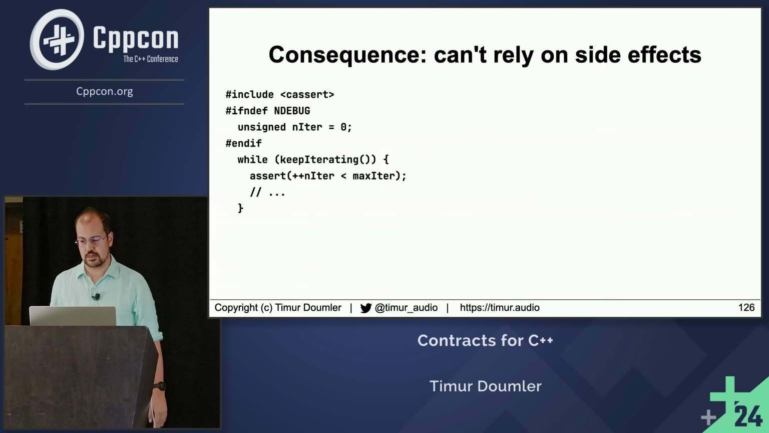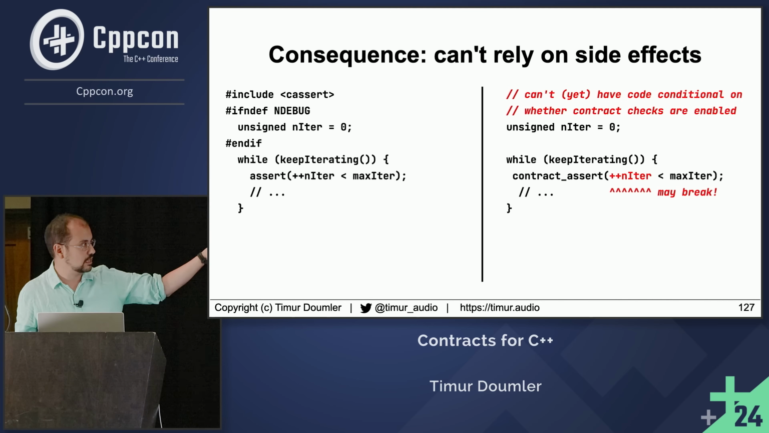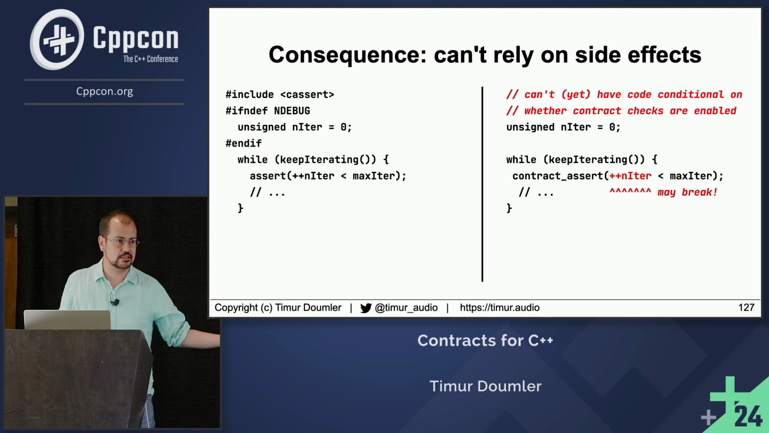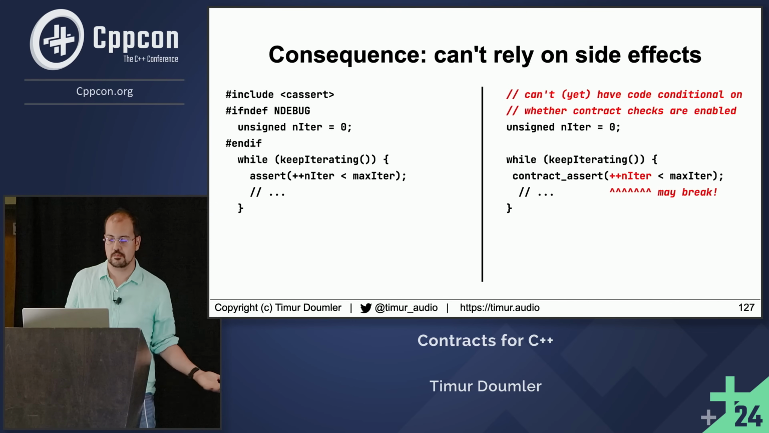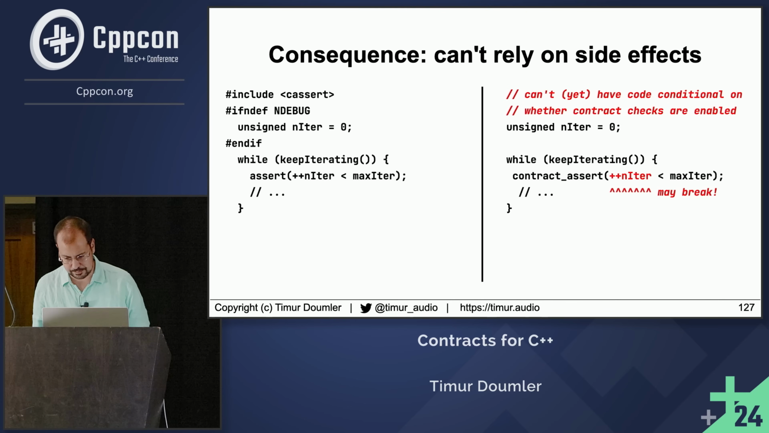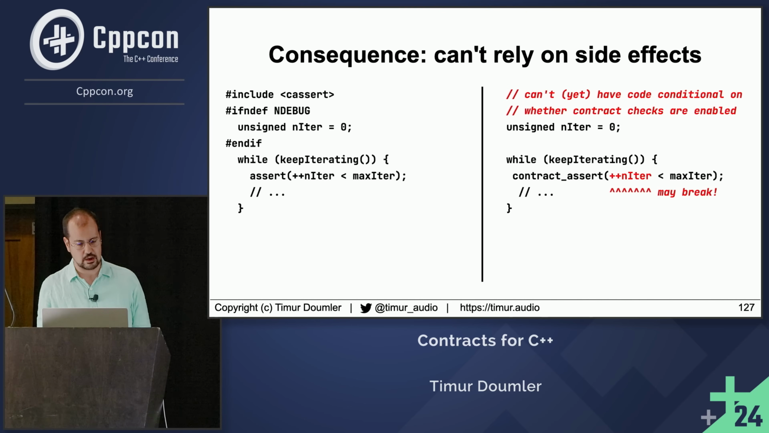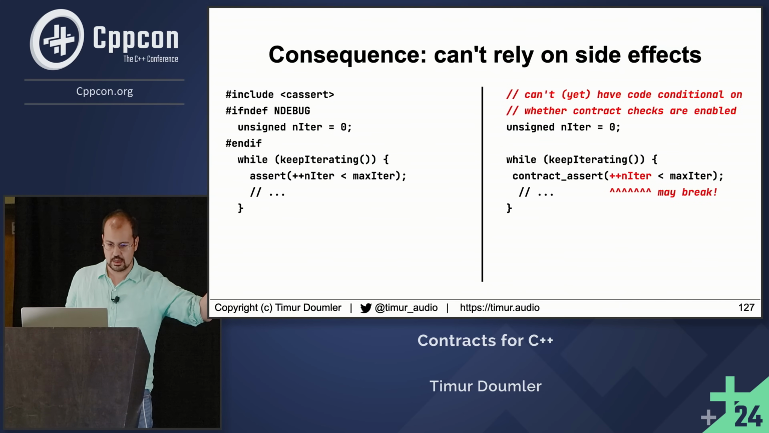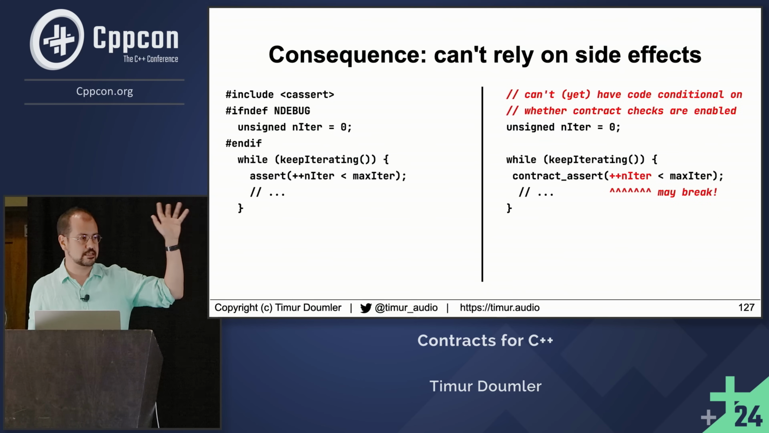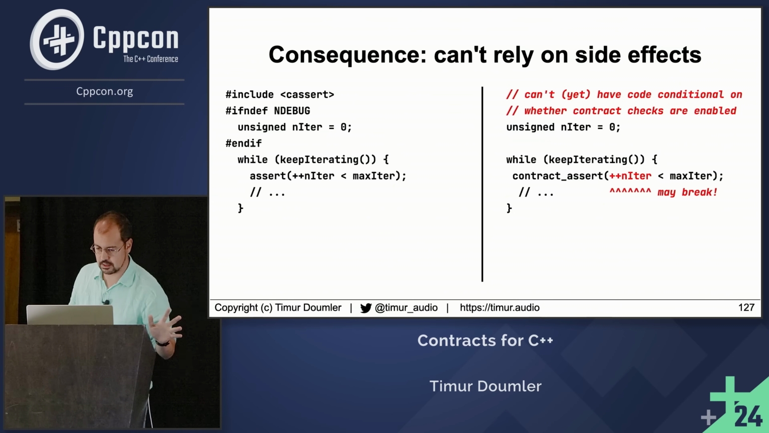That doesn't work with P2900. If you do this, it's going to compile, but you don't have any guarantee that that increment is actually going to happen exactly once every time, because you don't know what the contract semantic is. That's unknowable at compile time. You can't rely on this. You also can't currently have something like a variable n_iter, which is only defined if contract checks are on. That's another feature we don't have yet. We might add that after this initial version.